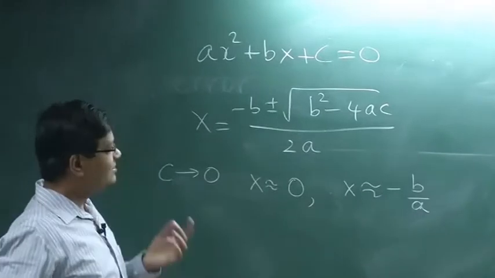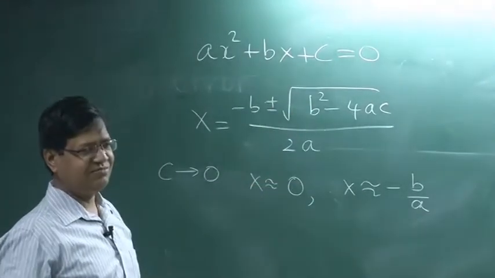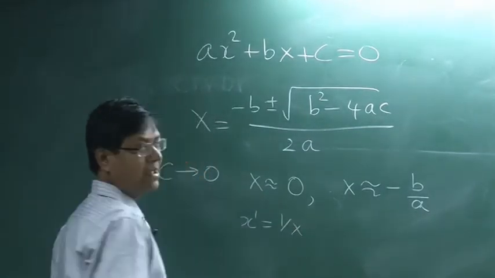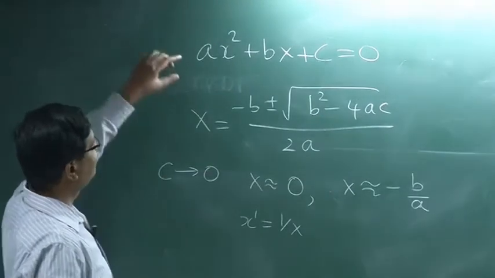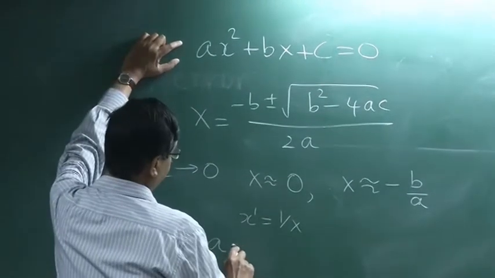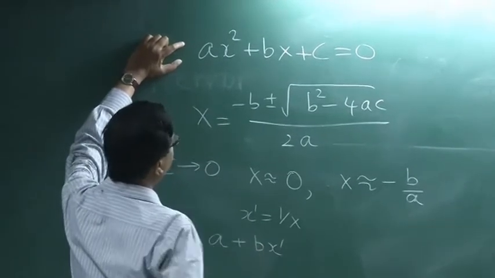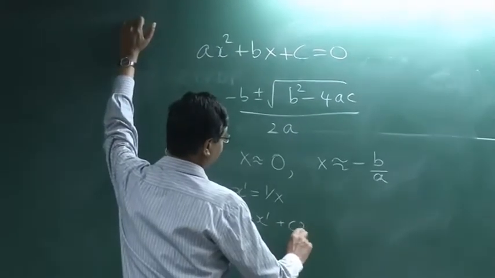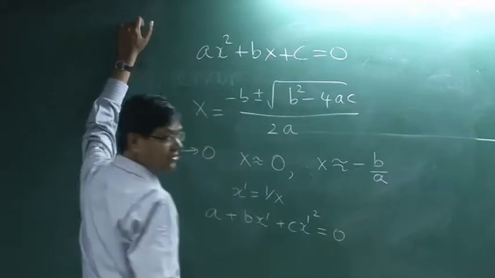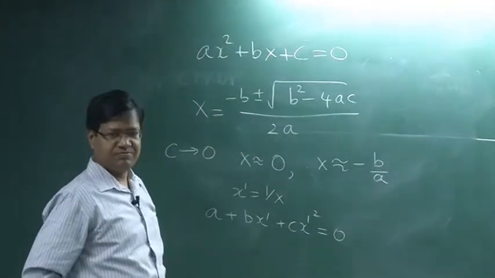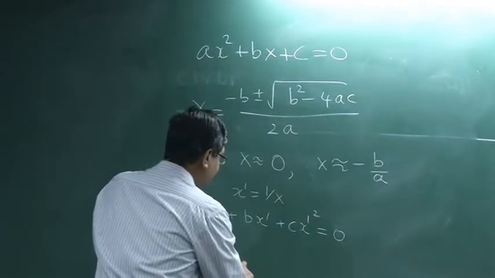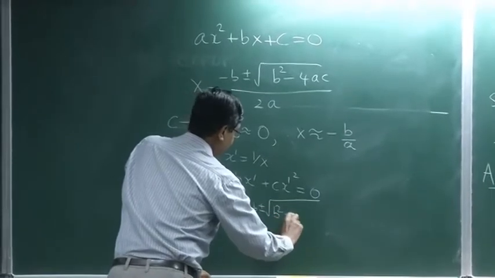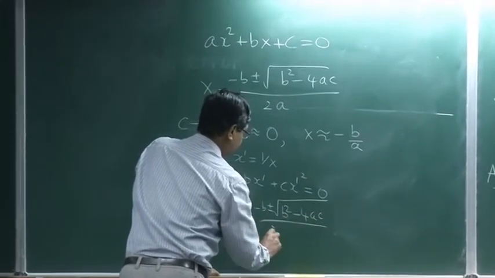Well, somebody says I do not want to solve this equation, I want to rewrite it in some different way. So let us call it x prime equal to 1 by x. So what is the equation for x prime? It will be a plus b x prime, I mean 1 by x prime squared, 1 by x prime, plus c x prime squared is 0. Now, let us solve this equation. So x prime is minus b plus or minus square root of b squared minus 4ac, by 2c.